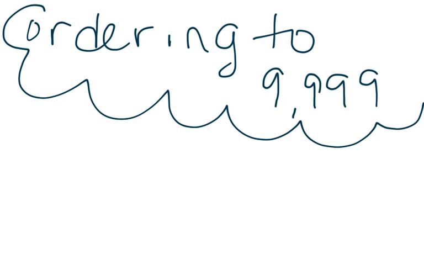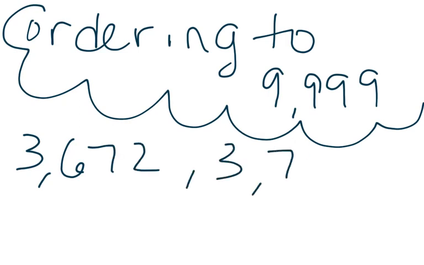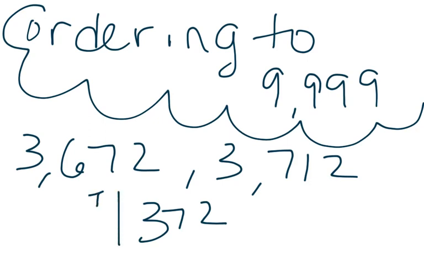So let's go to example number 1. Write these numbers in order from least to greatest. You have 3,672, 3,712, and 372. Okay, smallest number. We already know the smallest number is 372 because it doesn't have the thousands place. So we have the thousands, hundreds, tens, ones. There's no thousands. So that's the first one. We have 372.